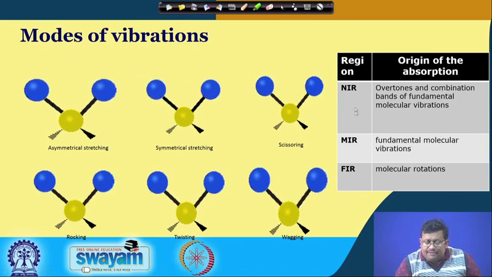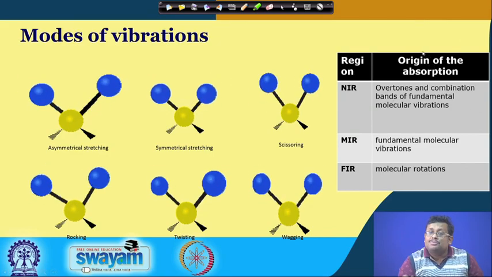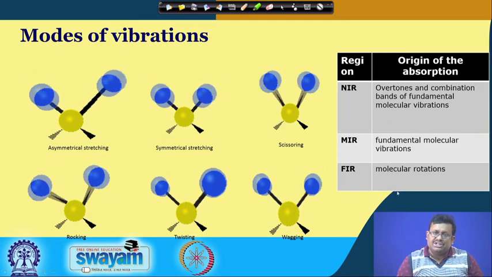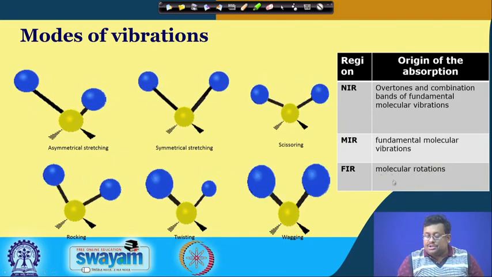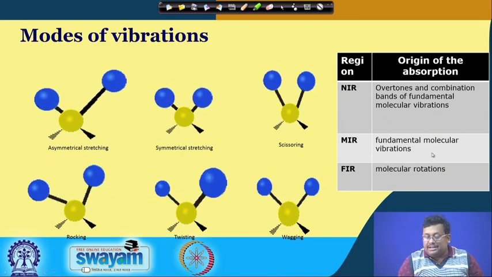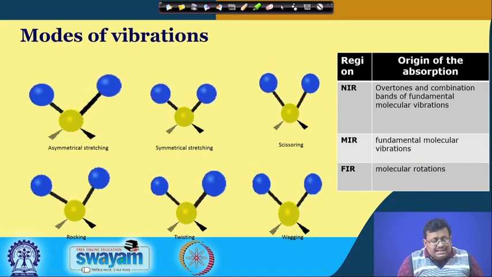There are different regions, as you can see: near infrared region, mid infrared region and far infrared region, and the origin of the absorption in all these regions varies. In the far infrared region, absorption will occur due to molecular rotation. In the mid infrared region, absorption will occur due to the fundamental molecular vibrations, and in the near infrared region you will see overtones and combination bands of fundamental molecular vibrations. That is how you see these different types of spectral signatures.